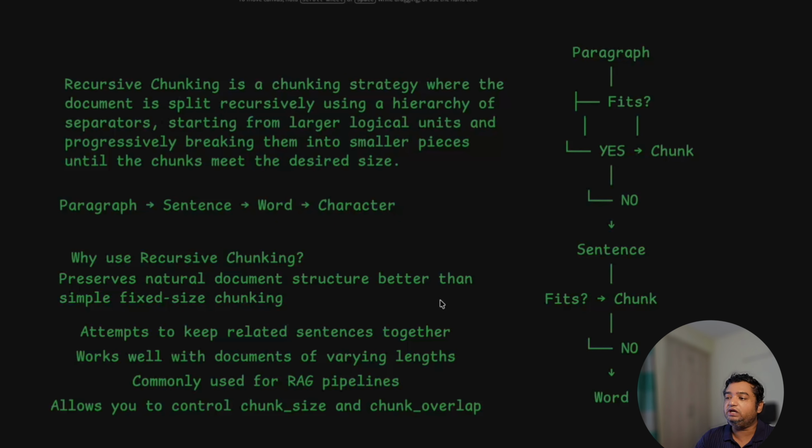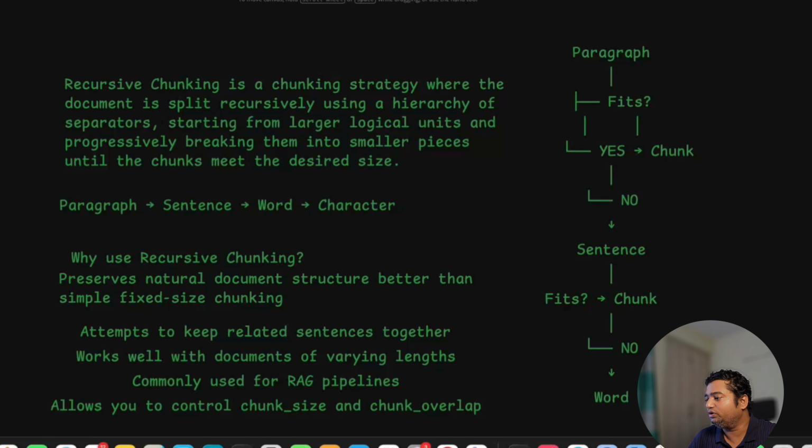It's an attempt to keep related sentences together. So related sentences will be kept together, meaning a try will be made to keep them together. It works well with documents of varying length, commonly used in the RAG pipeline. Obviously, all the chunking strategies I'm talking about are mainly related to the RAG pipeline, and it also allows you to control the chunk size and the chunk overlap.